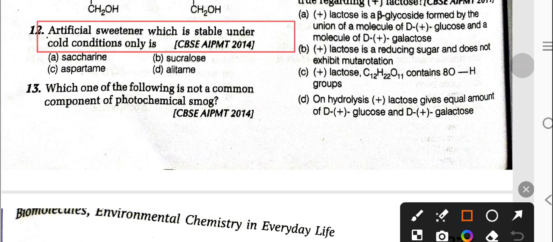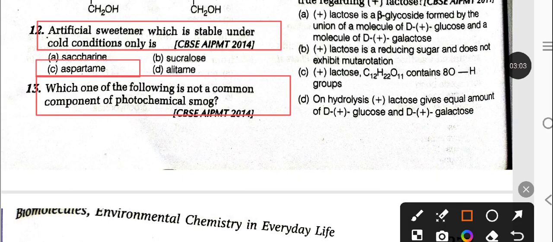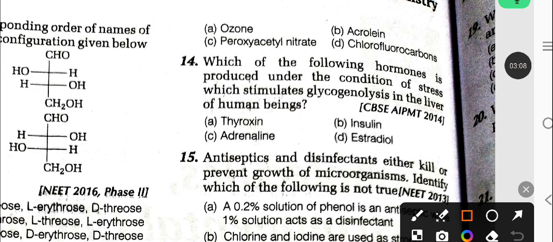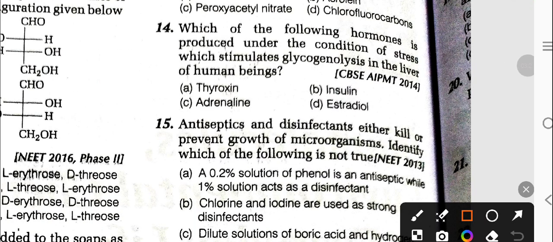Artificial sweetener which is stable under cold conditions only is, so it is only aspartame which is stable under cold conditions. Which one of the following is not a common component of photochemical smog? So let us see. So it is chlorofluorocarbon. It is related to ozone depletion and has nothing to do with the photochemical smog. Next question, which of the following hormones is produced under the condition of stress which stimulates glycogenolysis in the liver of human being?